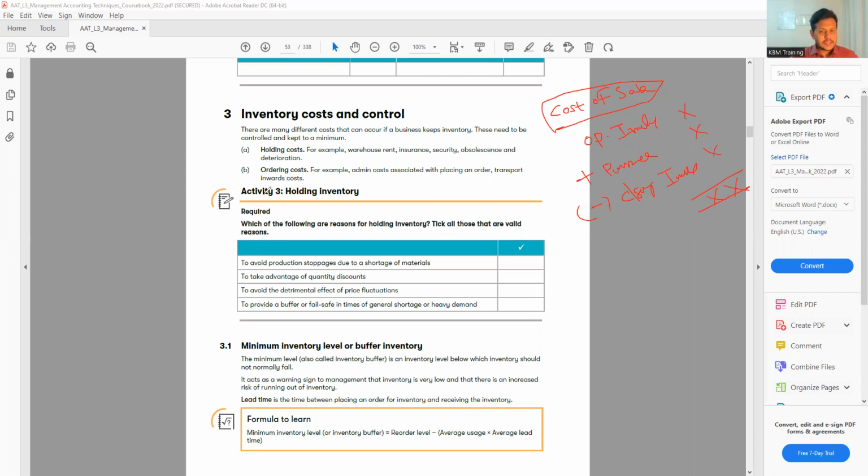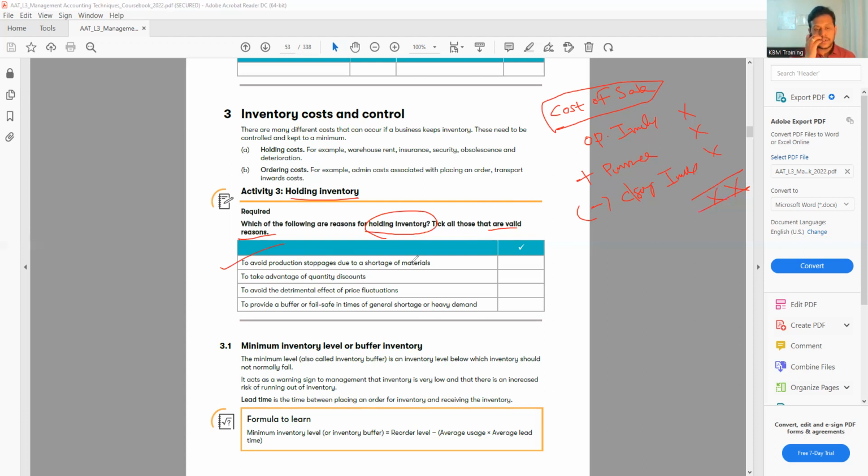All right, let's look at one activity we have, holding the inventory. Let's try this one. It says, which of the following are reasons for holding inventory? So what is the reason we keep some stock in our warehouse? What is the reason behind it? Tick all those that are valid reasons. Let's read one by one. So let's read the first one: to avoid production stoppage due to shortage of material.